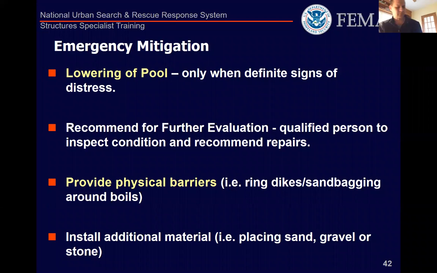The next one is you could recommend for further evaluation. So if you're out on one of these and you're looking and you're not sure what it is, take pictures, gather information, and do reach back.